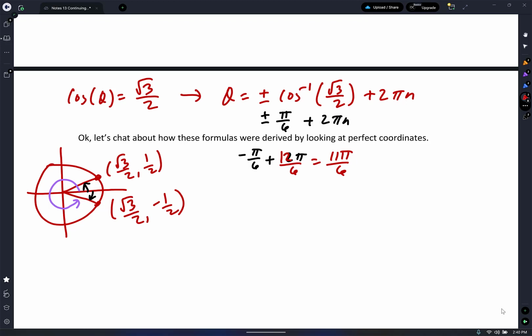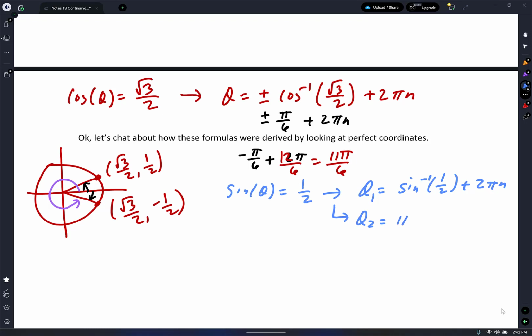So what about the sine? Okay, so I'm going to change the colors. I'm going to write sine theta equals a half. And to get theta by itself, you would go theta equals, I'm going to write theta 1. Theta 1 equals arc sine of a half plus 2 pi n. Theta 2 equals, I'm going to write pi minus arc sine of a half.